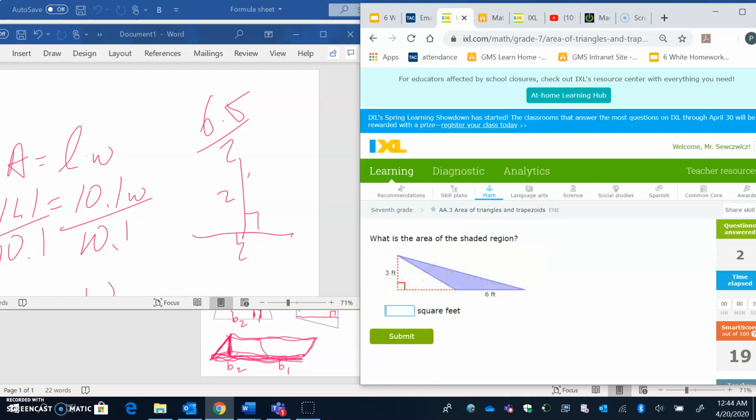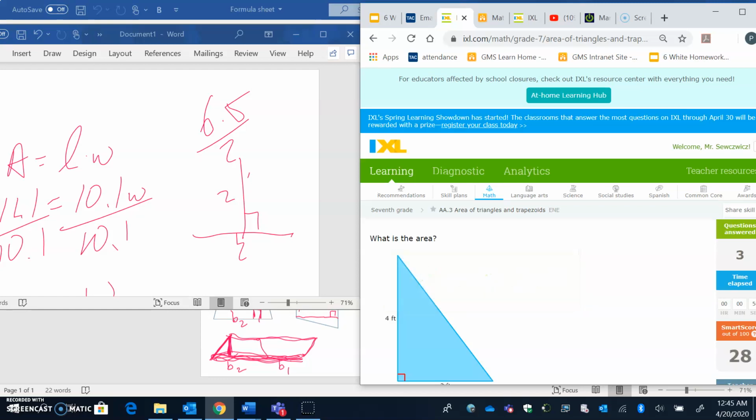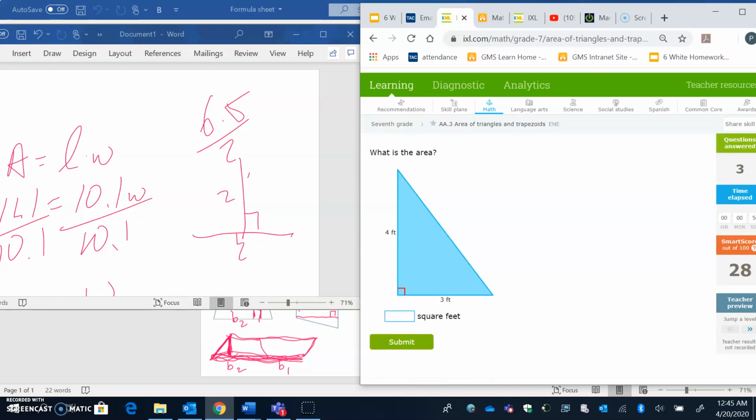Right. Here, don't worry about if it's outside of it. The base is still a 6. All right. There's my right angle symbol. It touches the 3. So 6 times 3 is 18. 18 divided by 2 does give me 9. Again, just because it's outside, it doesn't make a difference. It's all that right angle that we're looking at.